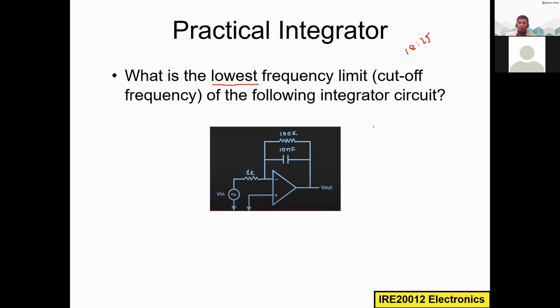Please try to apply the formula 1 divided by 2 pi RF CF, and then you can find the value. If you apply all the values, you will get 159 hertz.